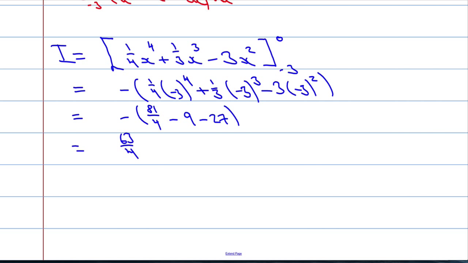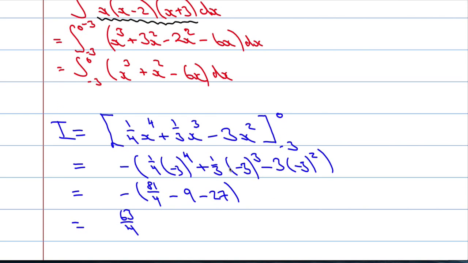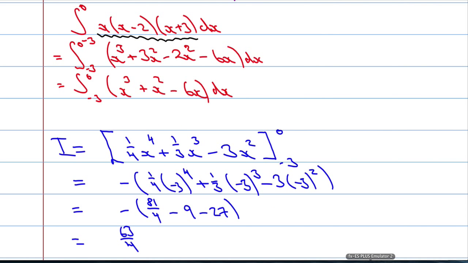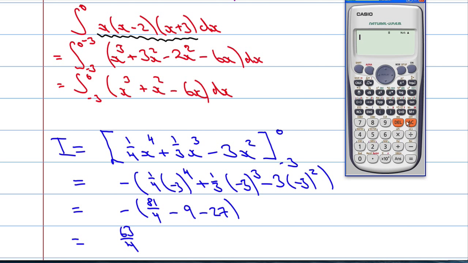63 over 4. So the area between the curve is 63 over 4. Now, this is a great opportunity to show you how we can use our calculator to check if we've done this correctly. This is a great calculator. Make the most of it.